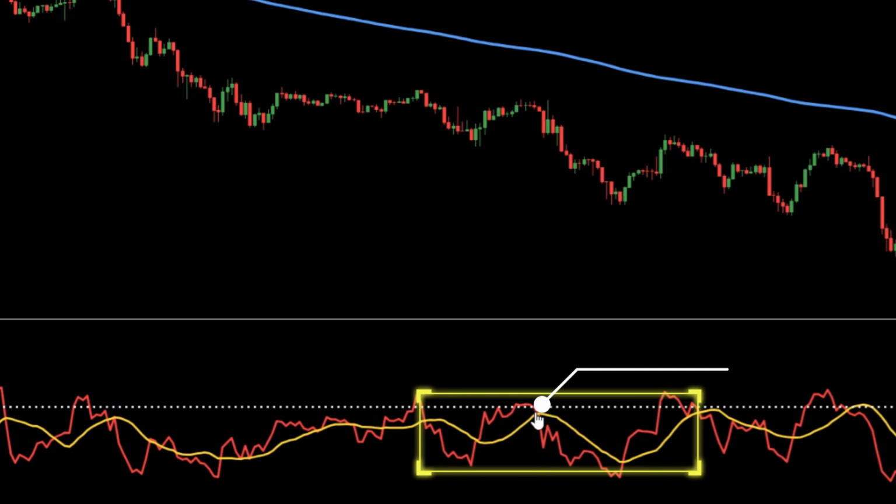When RSI, the red line, crosses below the RSI-based moving average, the yellow line, momentum is weakening to the downside. This is our sell signal. Again, we enter the trade only after the candle closes.